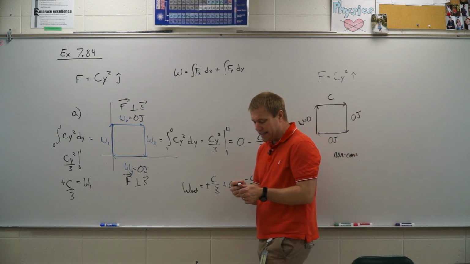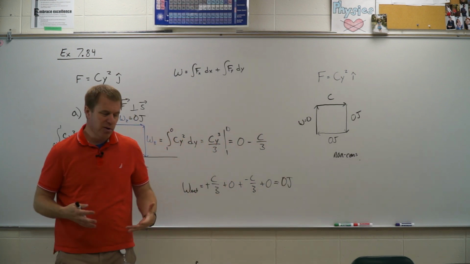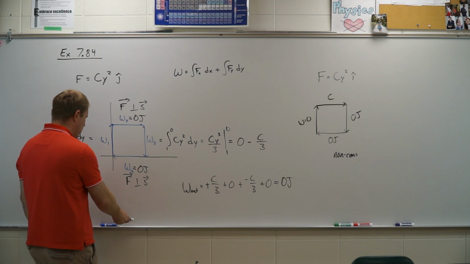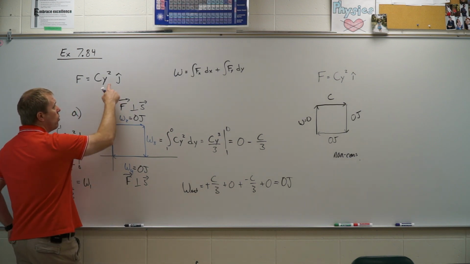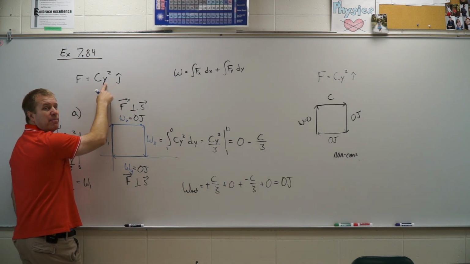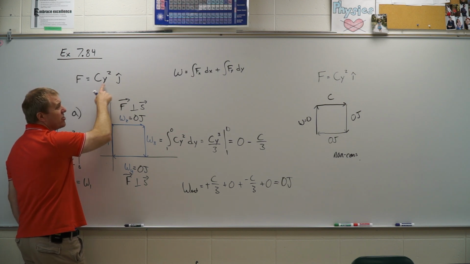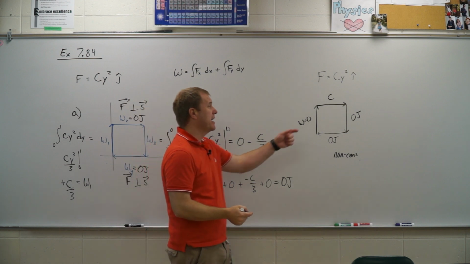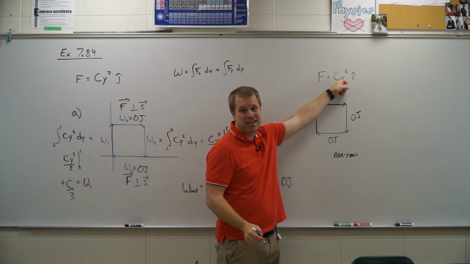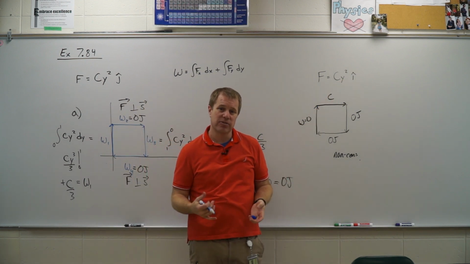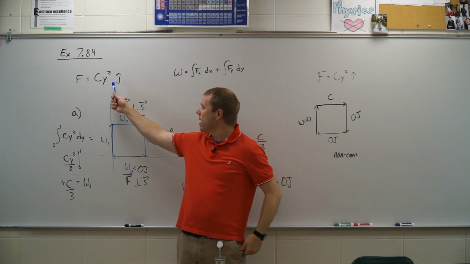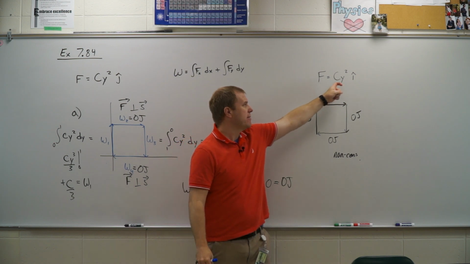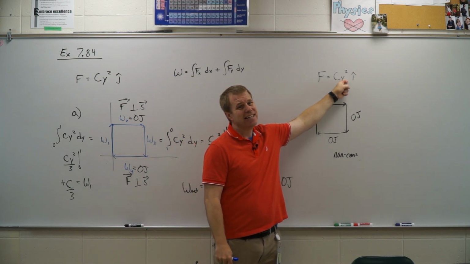The quick way to tell, quick and dirty, it's not a justified proof by any means, is to look at your force, and if the y component is only dependent on y, there's no x's or z's or anything in here, and the x component is only dependent on x's, there's no y's or anything, then you have a conservative force. So I see that my y or my j hat is dependent on y, conservative. I see that my i hat is dependent on y, not conservative.